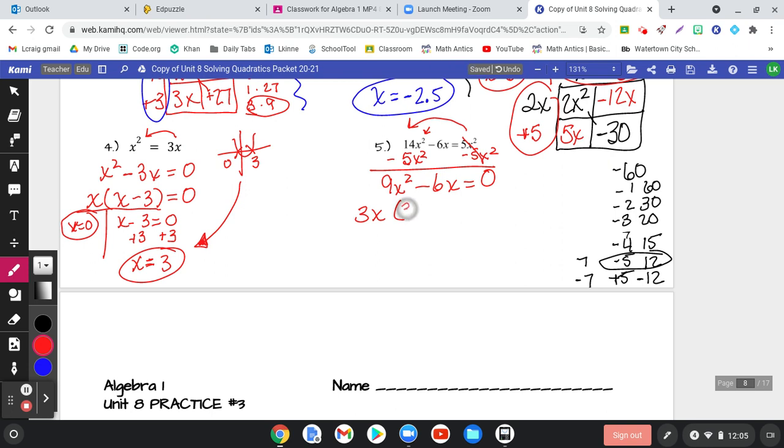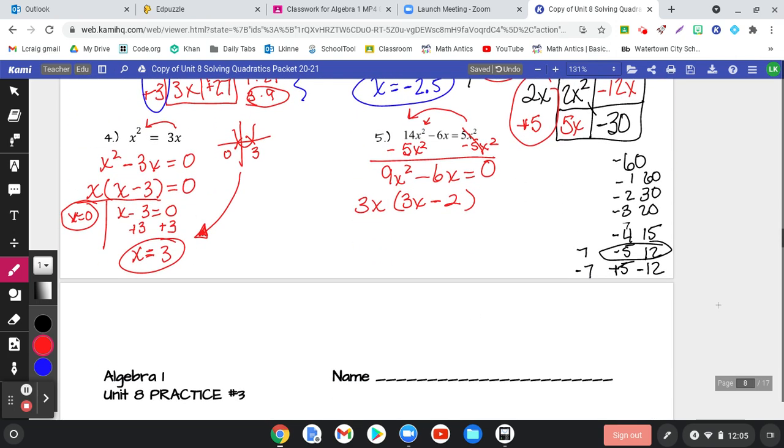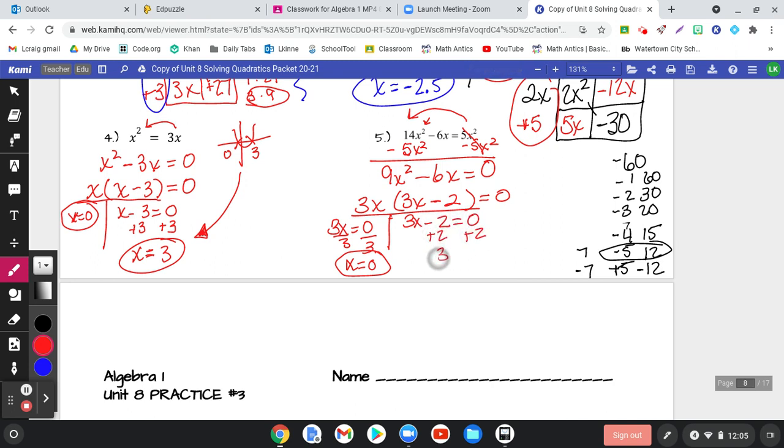If I pulled the 3x out, I'd be left with 3x minus 2, right? 3x times 3x is 9x squared. 3x times negative 2 is negative 6x. And then again, split it up into 2. So 3x equals 0. If I divide both sides by 3, x equals 0. 3x minus 2 equals 0, so we'll add 2 to both sides. 3x equals positive 2. If we divide by 3, x equals 2/3.